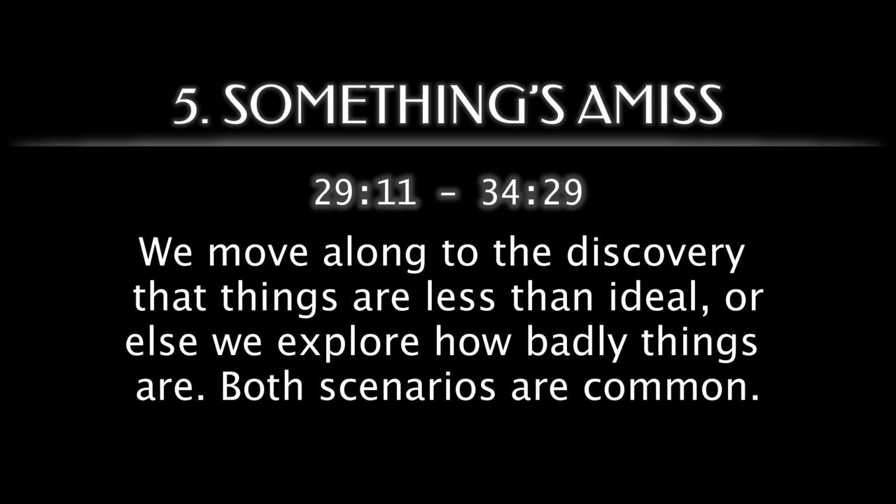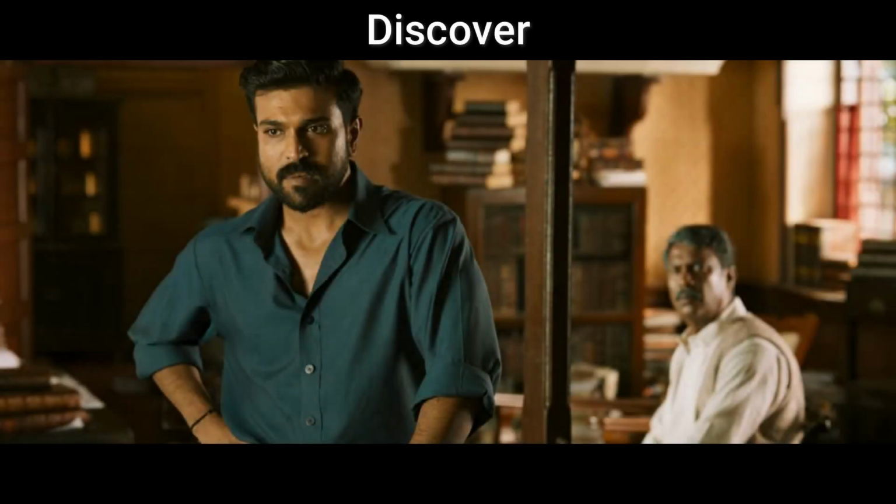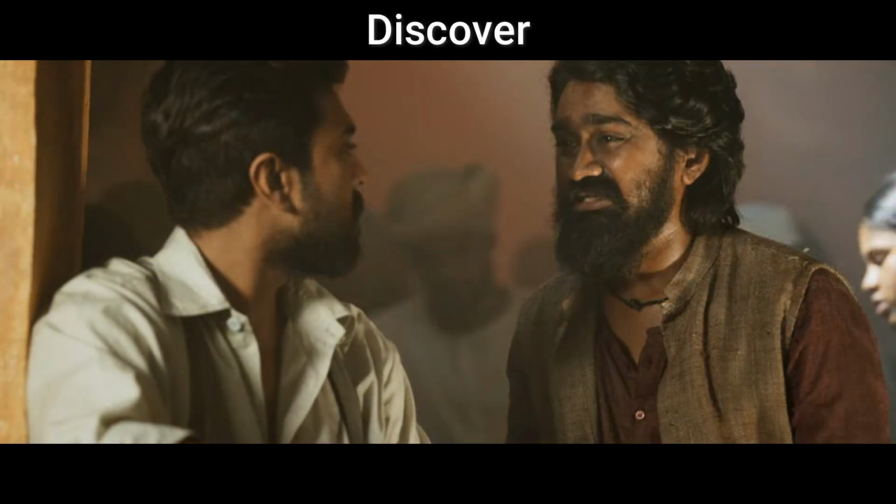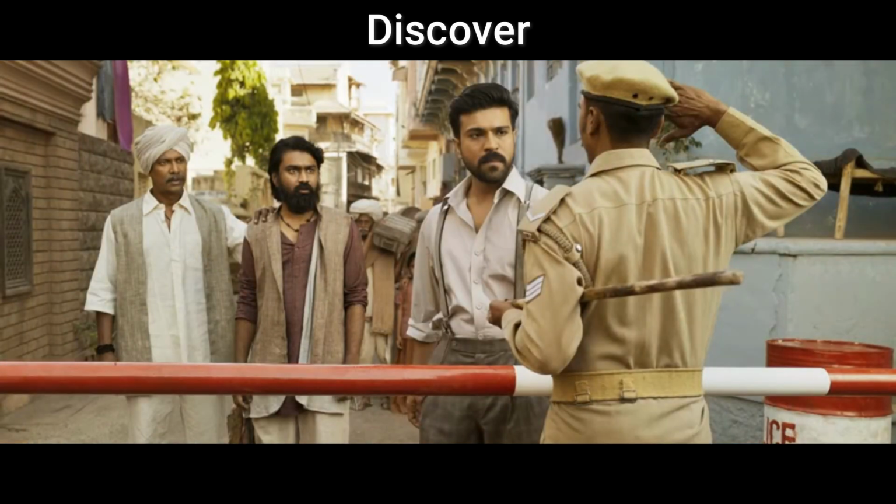We move along to the discovery that things are less than ideal, or else we explore how badly things are. Both scenarios are common. Rom plans to hunt with subterfuge to infiltrate the resistance, while casual abuse is the norm under British occupation, despite not everyone participating. Rom makes contact with one of Beam's own men, then his identity is revealed, and that knowledge escapes in the crowd.